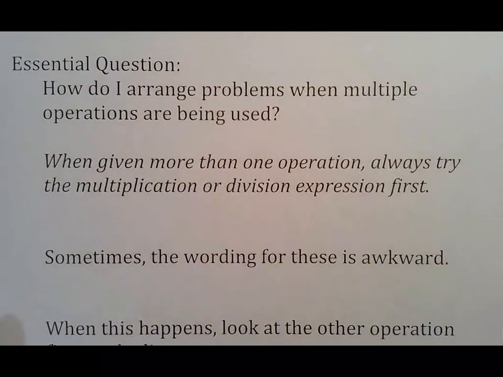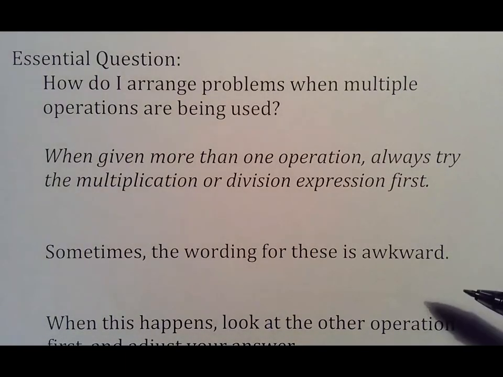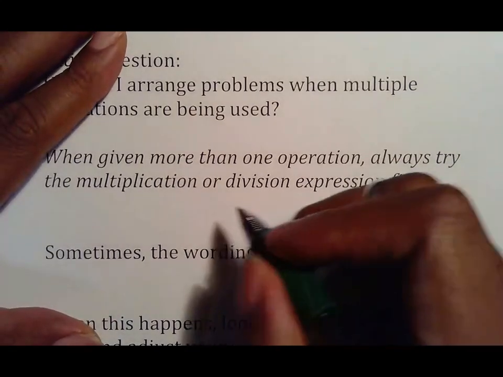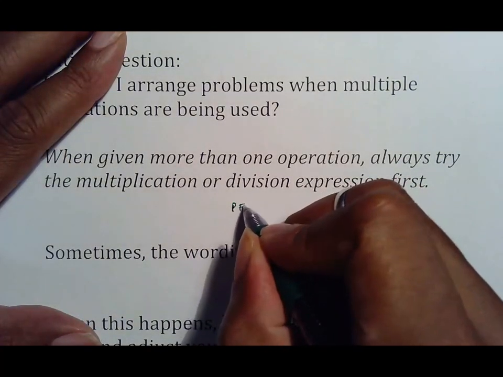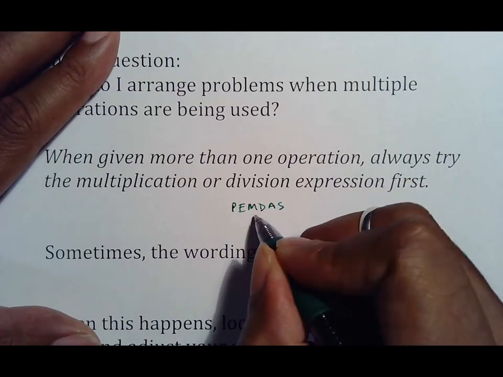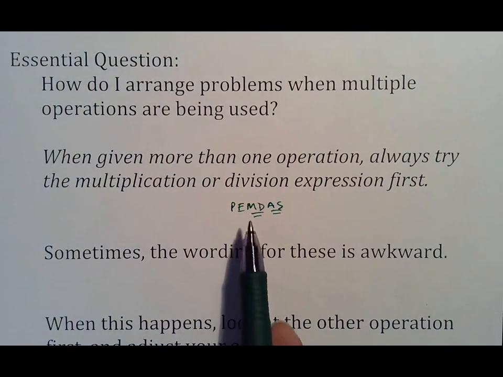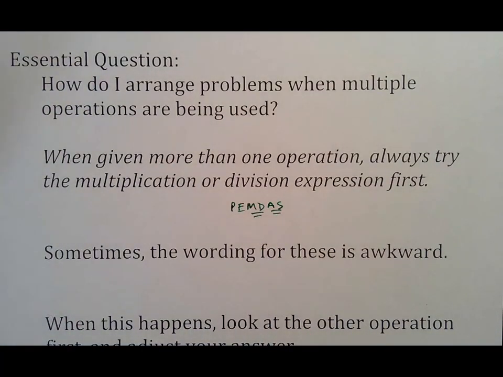So how do you arrange problems when multiple operations are being used? If you are given more than one operation, what you want to do is do the multiplication or division first. If you remember your order of operations, which we'll talk about in a future lesson, I think chapter 2 next week, multiplication and division go before addition and subtraction, and so therefore give multiplication and division the first option. Sometimes it won't work, but always give it the first option.